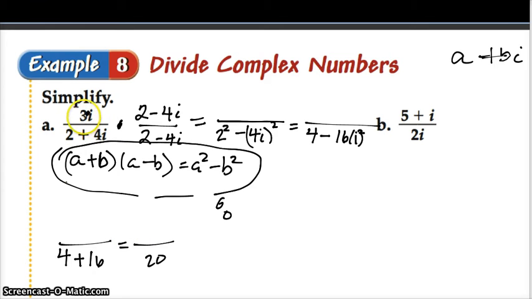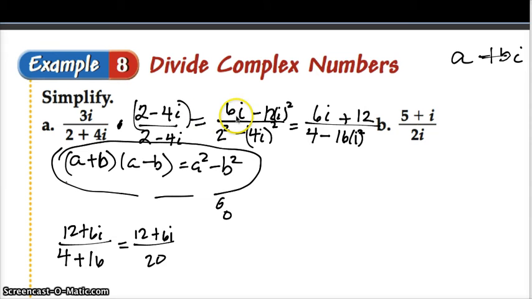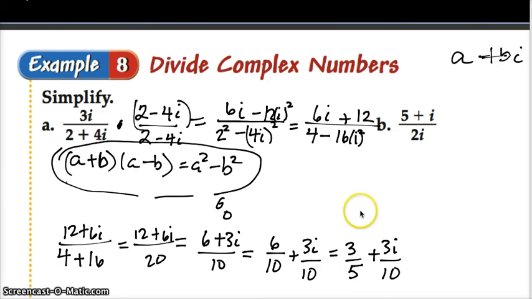And the numerator, I'm going to multiply 3i times this. Using the distributive property, I get 6i minus 12i squared. i squared is negative 1, so 6i plus 12. Change the order, so I have the real number in the front, like here, and the imaginary number in the back. I get 12 plus 6i. I'm going to reduce this. I can divide a 2 out of each term. 6 plus 3i over 10. And finally, I'm going to split it up so it's in a plus bi form. So then I end up with 6 tenths plus 3i tenths.